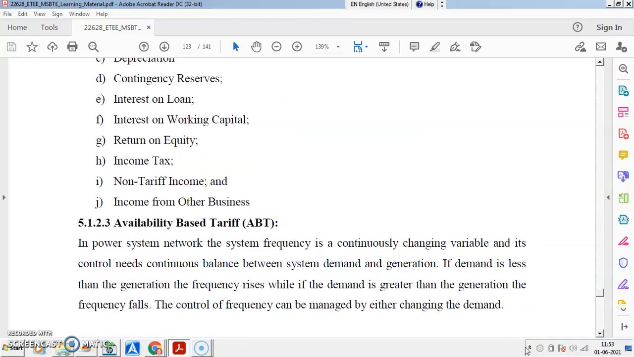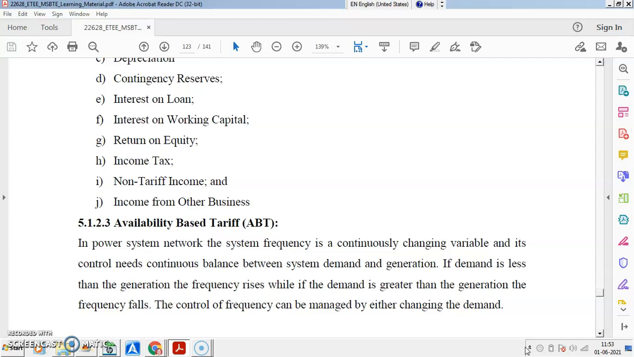Then availability based tariff, ABT. In a power system network, the system frequency is continuously changing. It is variable, and its control needs a continuous balance between the system demand and generation.